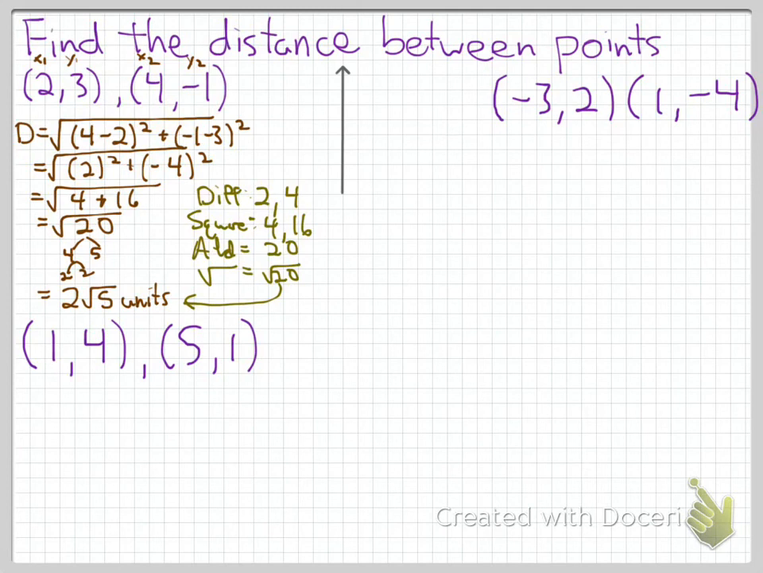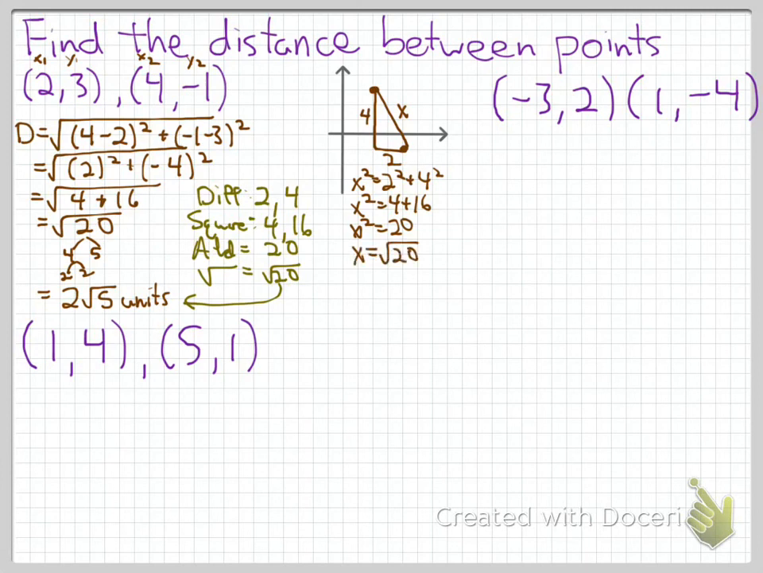Now, if I want to graph, I can hit the axes here. I have 2, 3. And 4, negative 1. I'm going to make a right triangle out of that. And here's my unknown, call it x. The height of the side is 4. The length of the base is 2. We get x squared equals 2 squared plus 4 squared. x squared equals 4 plus 16. x squared equals 20. Should be looking familiar. I get the square root of 20 as my answer, which simplifies to be 2 root 5.